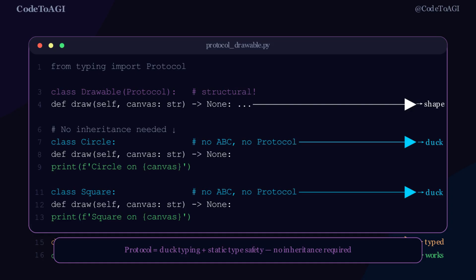Because they have draw. mypy checks this statically. If a class lacks the draw method, passing it to render is a type error. Protocol is how you write functions that accept anything with the right shape. The true spirit of duck typing, now with static type safety.